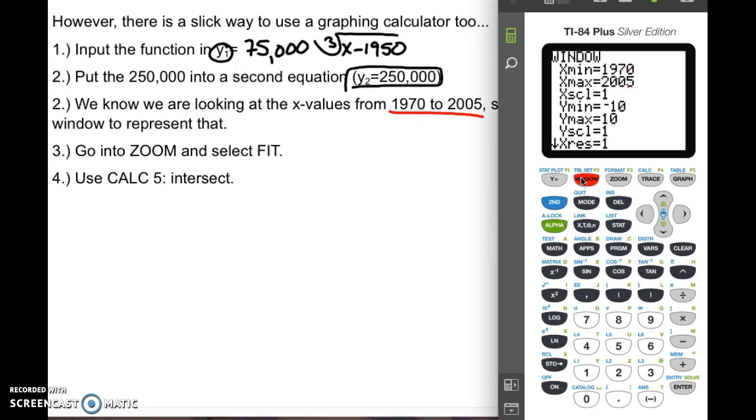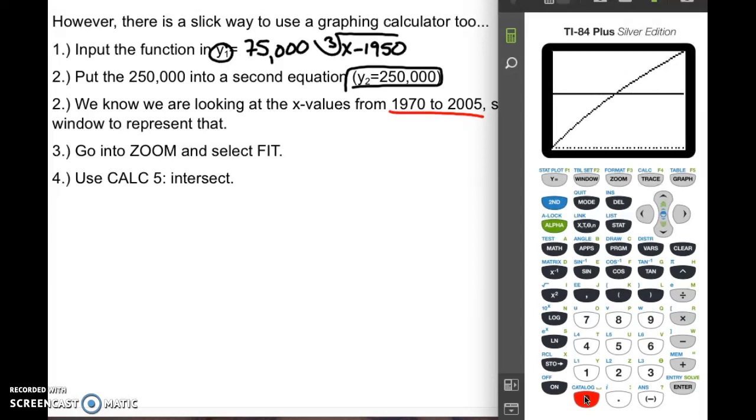And then what I want to do is do the zoom, and we want to do a zoom fit. That's down at 0. You could just type zoom 0, but I want you to see that it really is zoom fit. And then when we graph that, we'll get our curve, that's our y1, and our y2. All that's left to do is find the point of intersection.